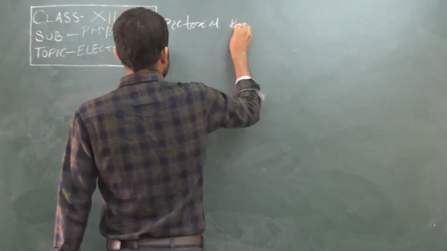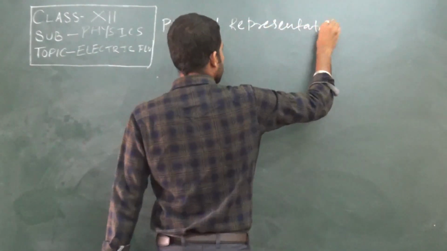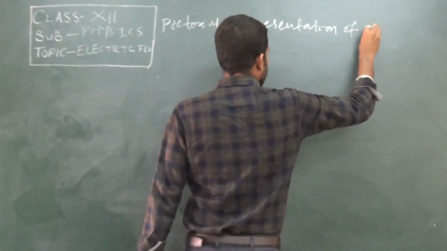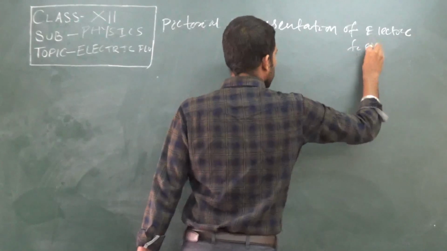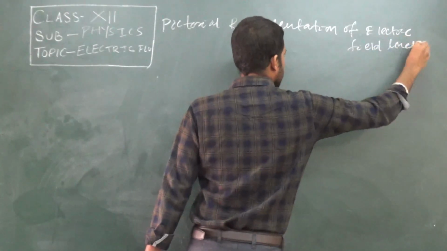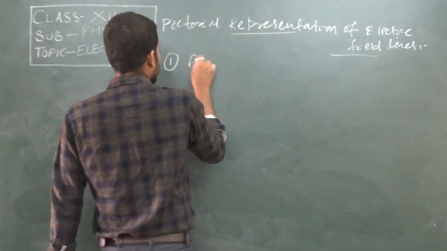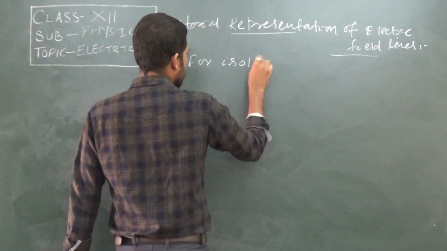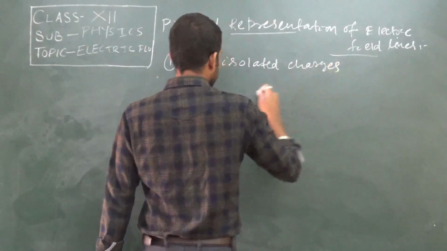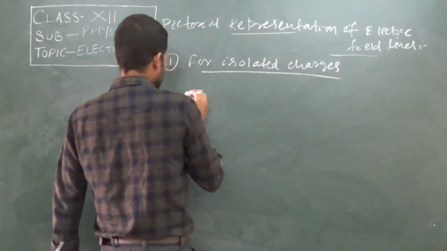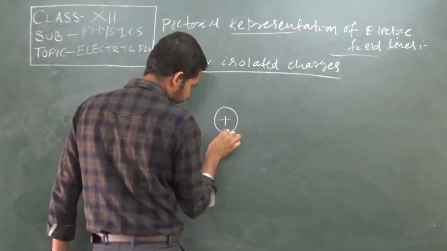Pictorial representation of electric field lines. First one is for isolated charges. So first one is, let us say I will talk about one isolated positive charge.